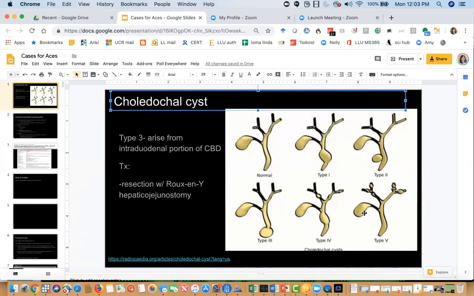Type 4 is pretty rare, but for all of these you basically do risk reduction surgery because you don't want the dysplasia to go on to form cholangiocarcinoma. So type 4, they might just resect the extrahepatic one.